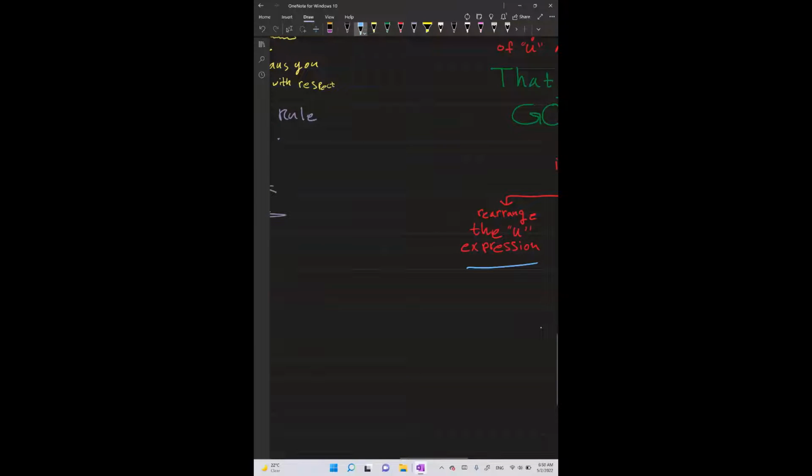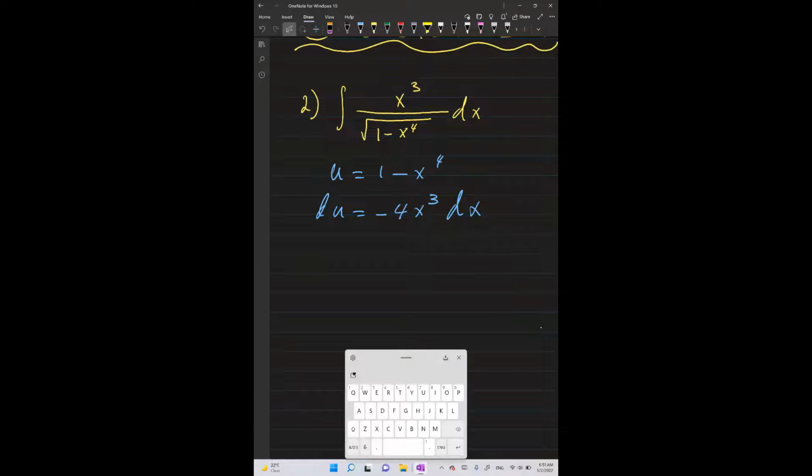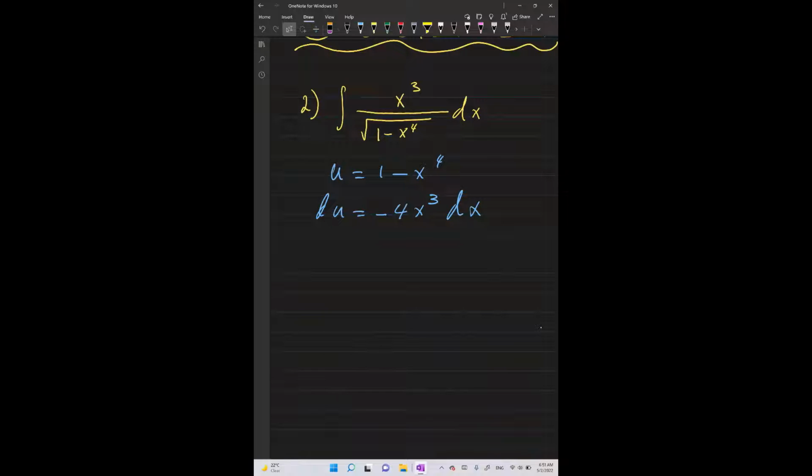Okay. Well, how are you going to do that? Well, as we said, we want it covered with u. So what we are going to do is divide by 4 on both sides, or multiply by 1/4. Okay, so we multiplied by 1/4. This is x to the 3rd power dx. This is after multiplying by 1/4.